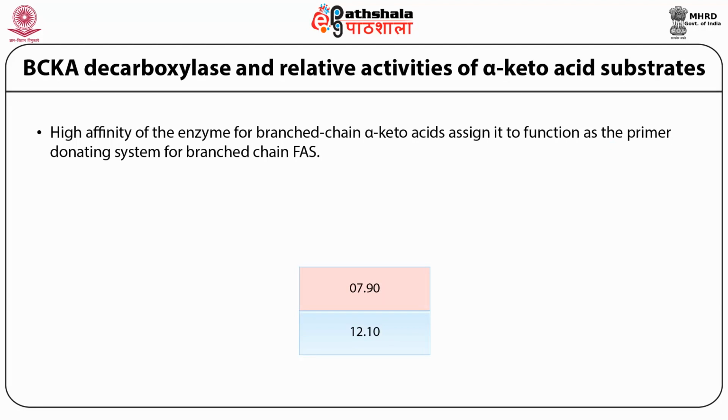The high affinity of the enzyme branched-chain alpha-keto acid decarboxylase for the branched-chain alpha-keto acids assigns it to function as the primer donating system for branched-chain fatty acid synthase.